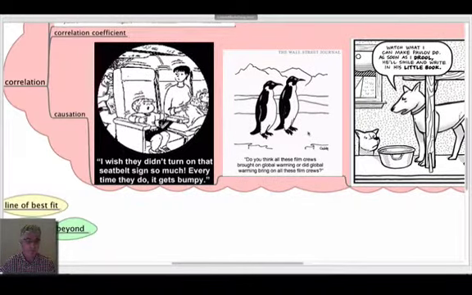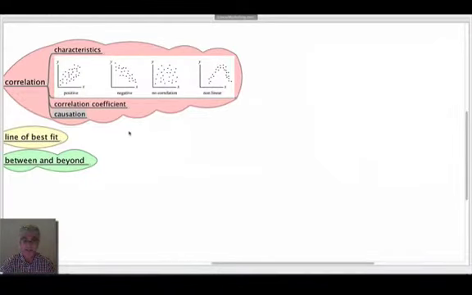Okay, well, I think that makes the point. Correlation does not imply causation. Really important.